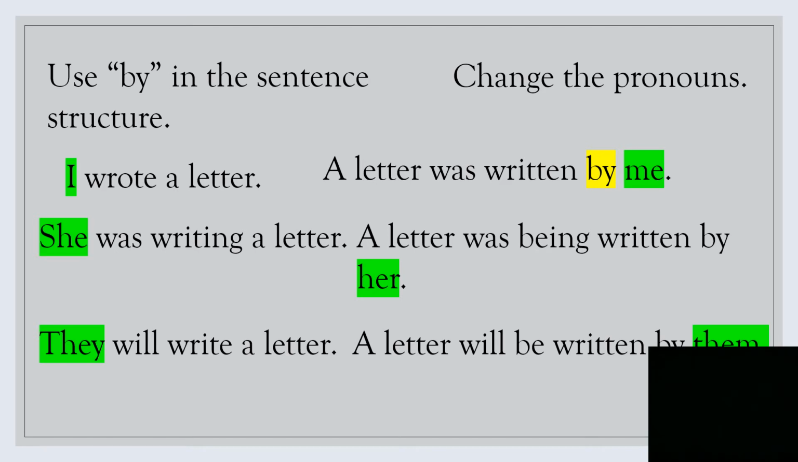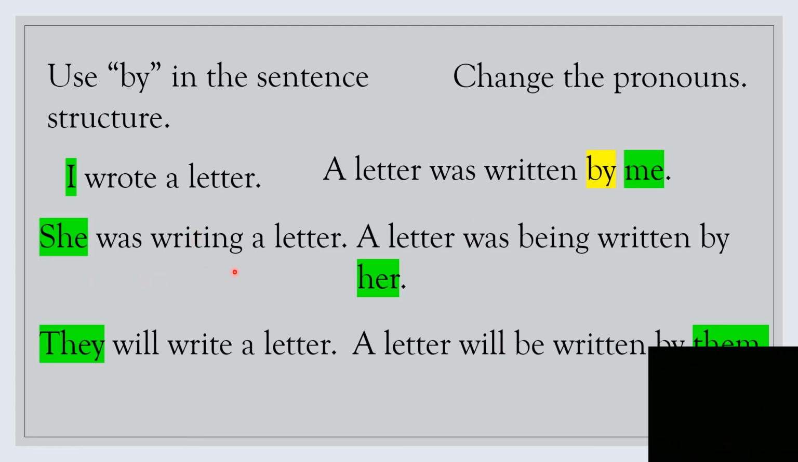So as explained earlier, the usage of by and the change of pronouns, I'll be explaining in this particular slide with examples. First one, I wrote a letter. A letter was written by me. So the pronouns have undergone a change. I becomes me, and then we use the word by. You can also observe the tenses change. Tenses I'll be explaining in detail in a while.